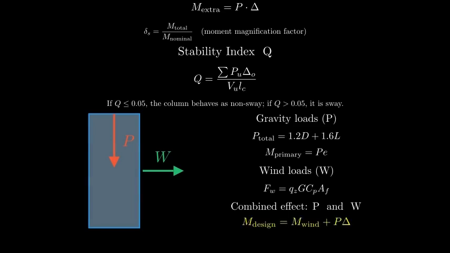When wind pushes the building, the top drifts by delta, and gravity now acts off-center, creating the P-delta moment. So the design moment sums the wind moment plus P times delta. A quick summary table shows gravity pushing down, creating axial compression, wind pushing sideways, creating bending and shear. And when both occur, we get the P-delta effect that increases bending and buckling risk.